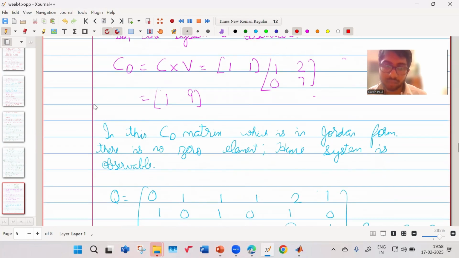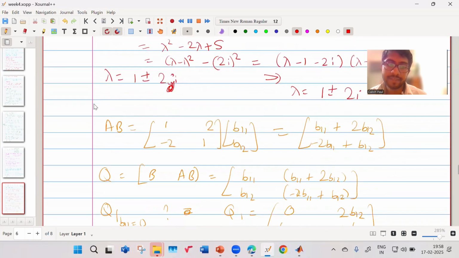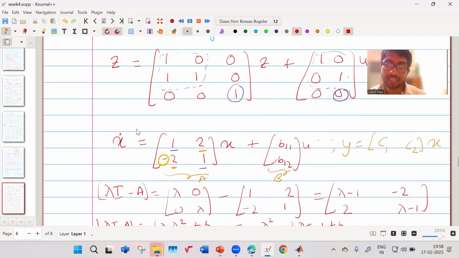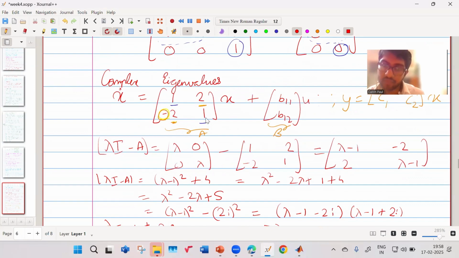How do you do the decomposition? Q matrix, row echelon form, right? Then this is an important case: the case when you have complex eigenvalues. This is the complex eigenvalues case, right? This is something you should be able to observe: 1 and 1 are the same, and 2 and -2 have opposite signs, right? So that way you can identify quickly that it is a complex eigenvalue, right?